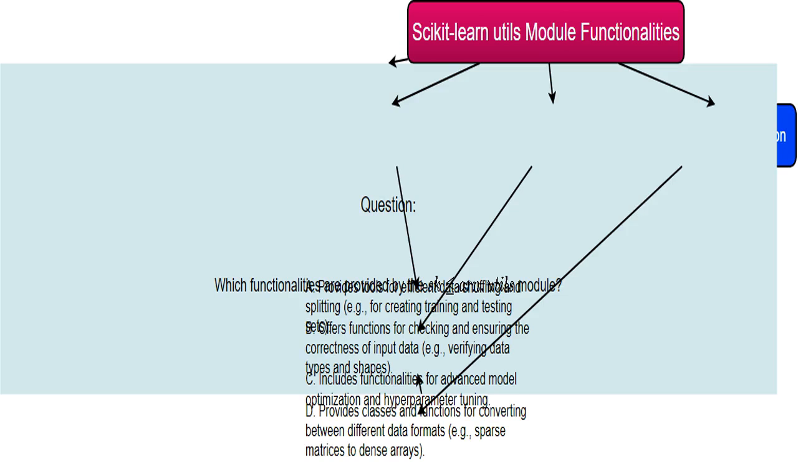Sometimes, your data might be in a format that's not ideal for your machine learning algorithm. Sklearn utils gives you tools to switch between different representations. For instance, converting sparse matrices to dense arrays, or vice versa. This makes working with different data types much easier.